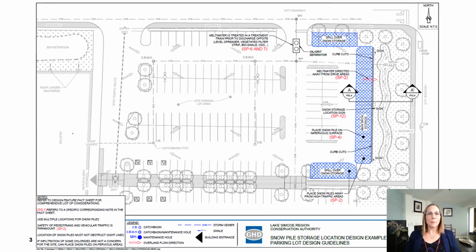You can look at things like mountable curbs or curb cuts, which would allow the contractor to push the snow over the curb into the designated snow storage areas. And then it's also important to prevent visual obstructions for parking lot users.